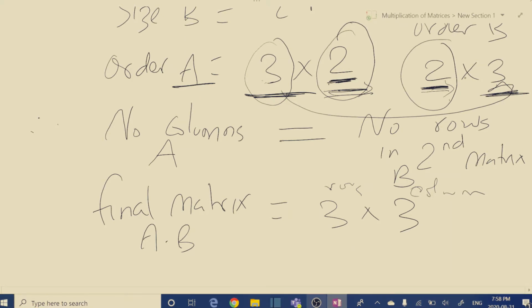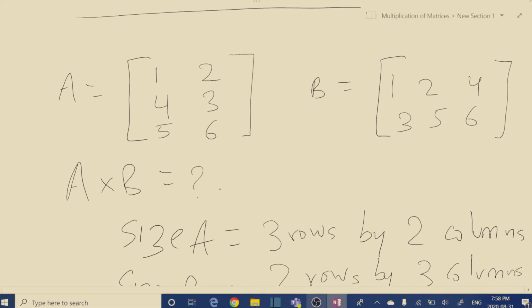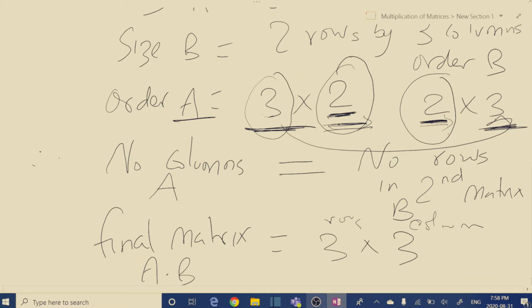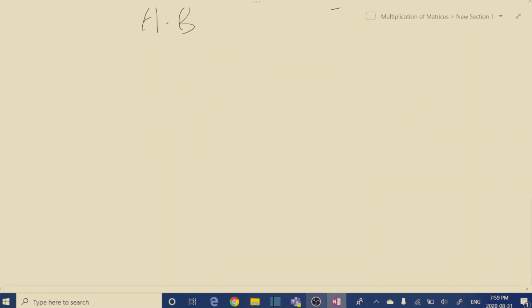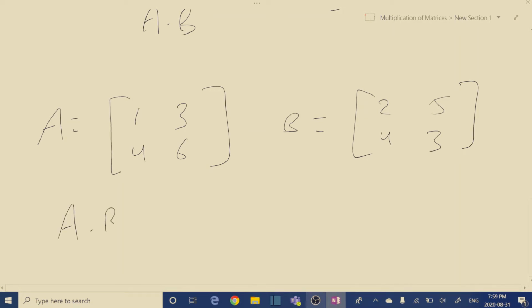Let us do an example. I'll come back to the example I have just demonstrated, but let me start with a simpler one that is just 2 by 2. Say we have matrix A is 1 3 on the first row and 4 6 on the second, and then matrix B is 2 5 on the first row and 4 3 on the second. Okay, and we need to find the result of A times B.